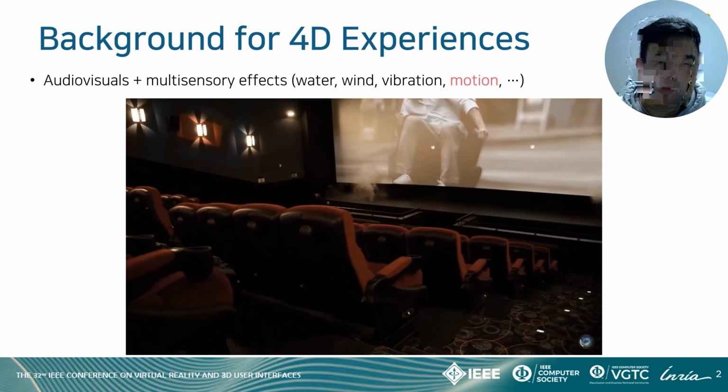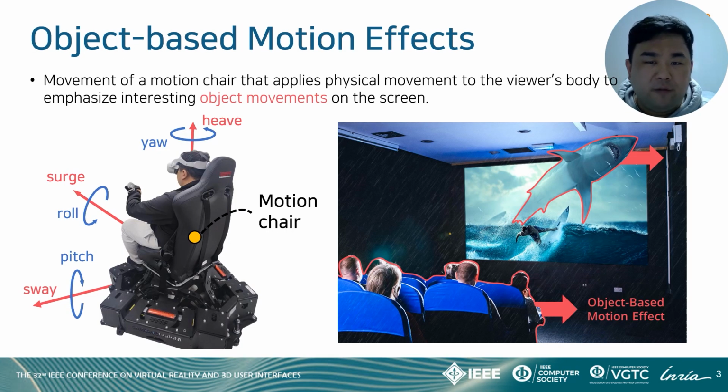We are focusing on generating the object-based motion effect, which is one of the most frequent effects. In this case, a motion chair applies physical movement to the viewer's body to emphasize the movement of interesting objects on the screen. In this work, we present an automatic algorithm to generate object-based motion effects when you have the motion trajectories of the virtual dancer in the scene.